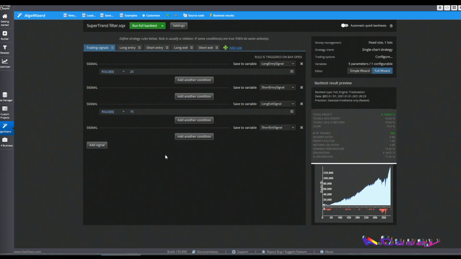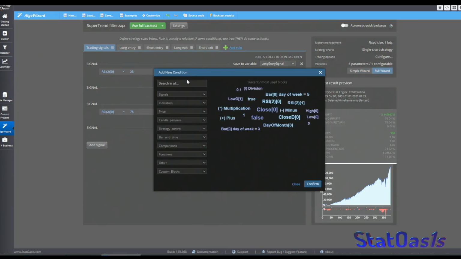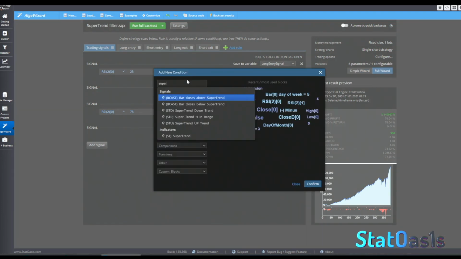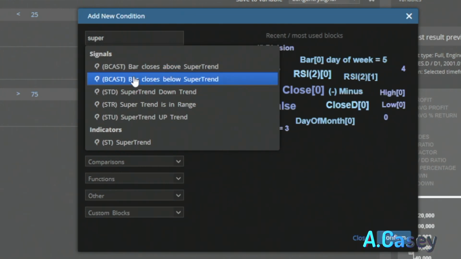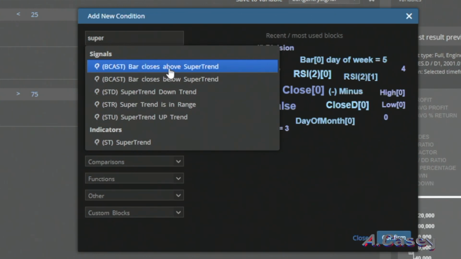And now I will use the Supertrend as a filter only. So we are going long when the RSI is below 25, and let me add the Supertrend as a filter. Depending on your platform, Supertrend could be there, or if it's not there, you can easily program it in. As I showed you, it's just the average of high and low divided by 2 plus and minus some multiplier of ATR. So here we have bar closes above Supertrend.